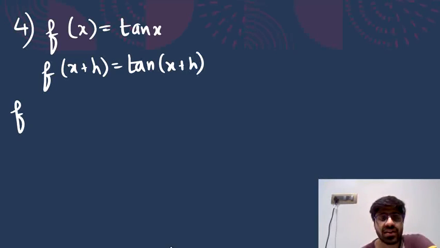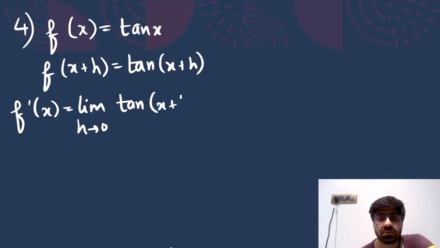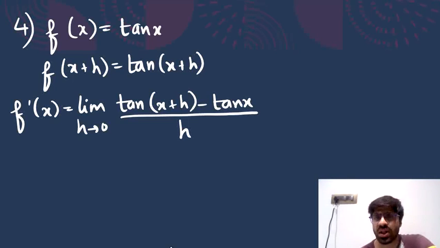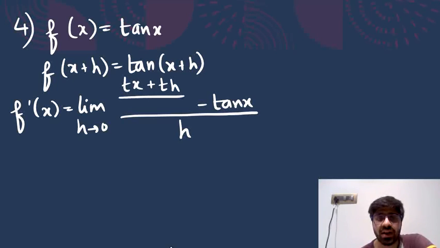And the derivative, that is f dash x, that would be limit of h tends to 0, f of x plus h, that is tan of x plus h, minus f of x, which is equal to tan x, divided by h. Now here there are several ways of solving this question. I will go ahead with the way I feel is more comfortable. So we can write tan of x plus h as tan x plus tan h divided by 1 minus tan x into tan h.